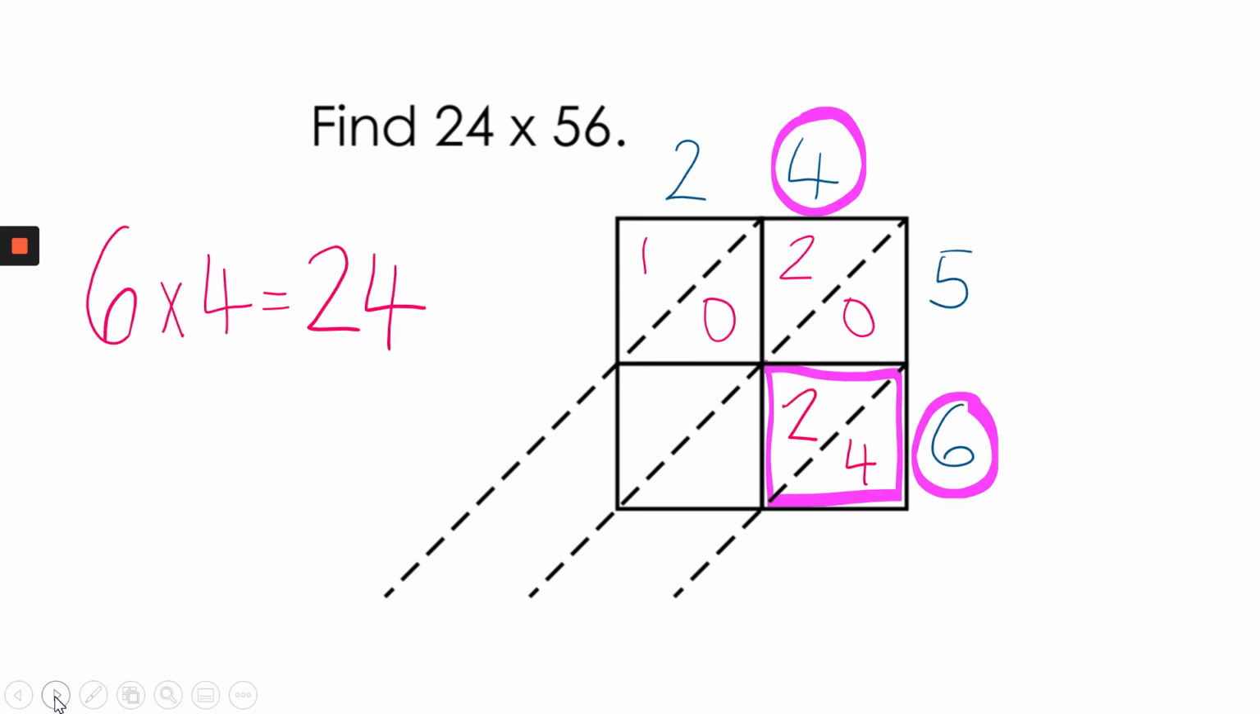Now we move to the 4 in the 24 along the top, but we move down to the 6 on the vertical. So we're going to have 6 times 4, or 4 times 6, which is 24. And I'm going to put that answer in the bottom right quadrant. In the same way that I did with the top 2 boxes, I'm going to split it by place value. So the 2 representing the 20 goes above the dotted line, and the 4 goes below the dotted line.